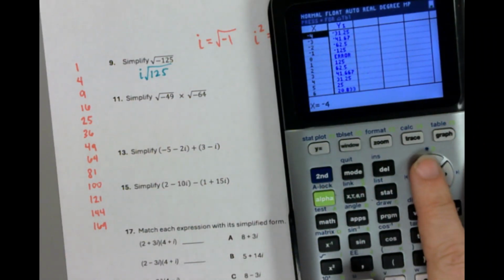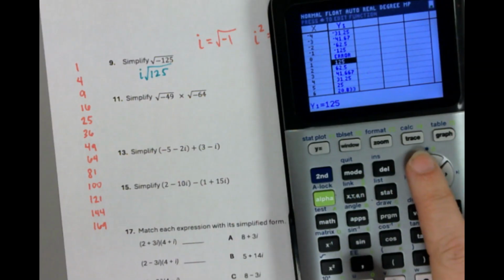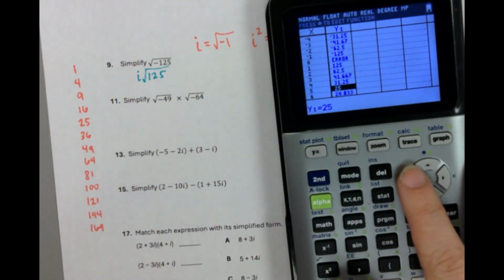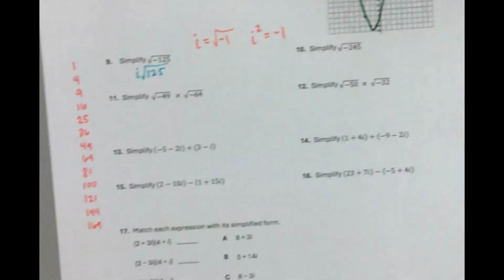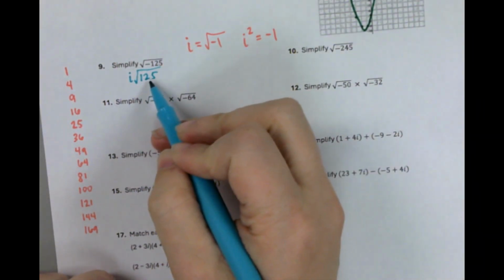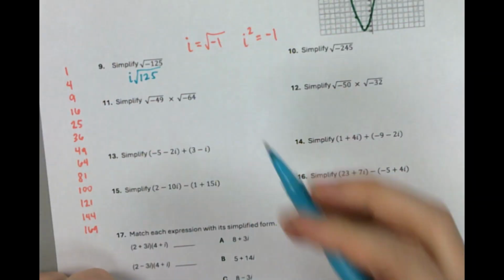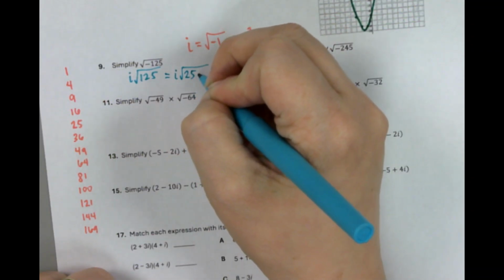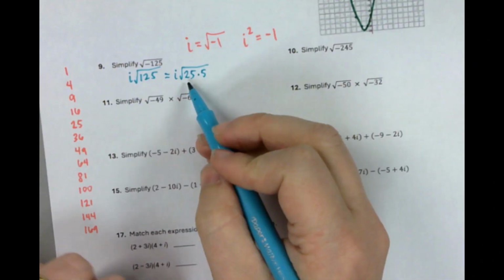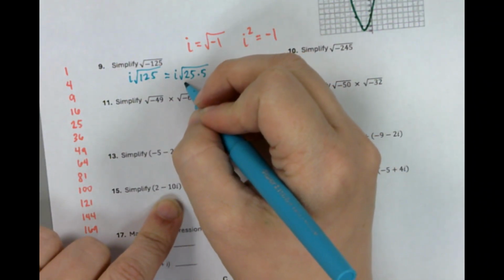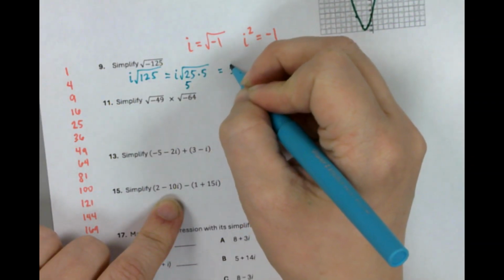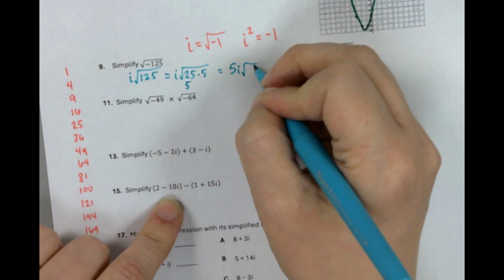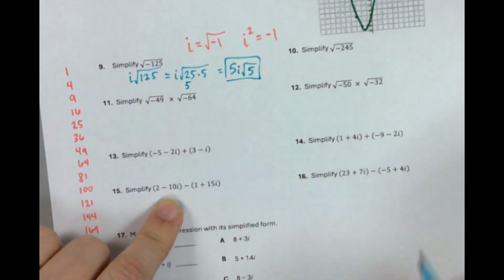And then when you look at the table, you want a number probably here that is a perfect square. It looks like 25 is the first one we run into. So that means that I'm going to rewrite 125 as 5 times 25, or 25 times 5. I can take the square root of 25. The square root of 25 is 5. So that means I have 5 times i. I couldn't take the square root of 5, so that stays with the square root. 5i root 5.